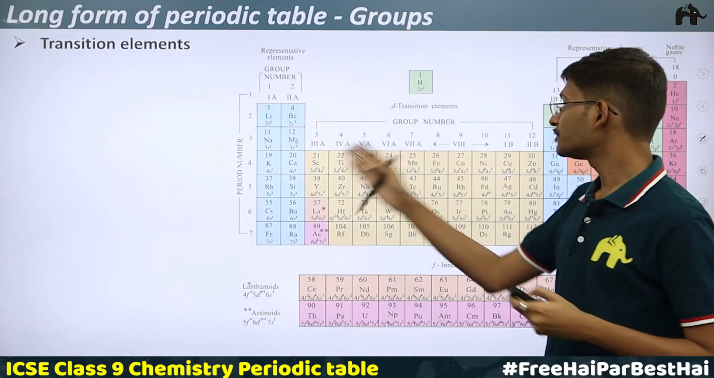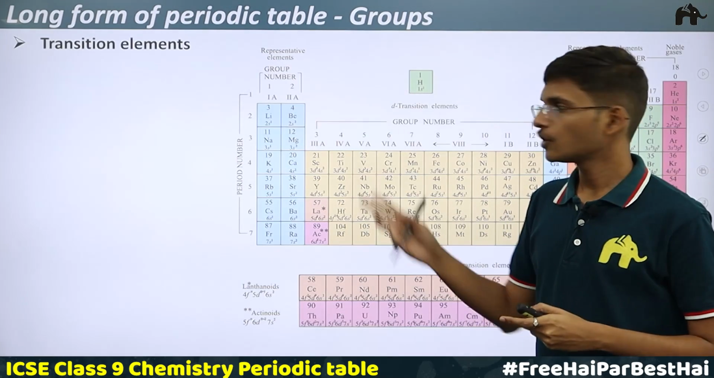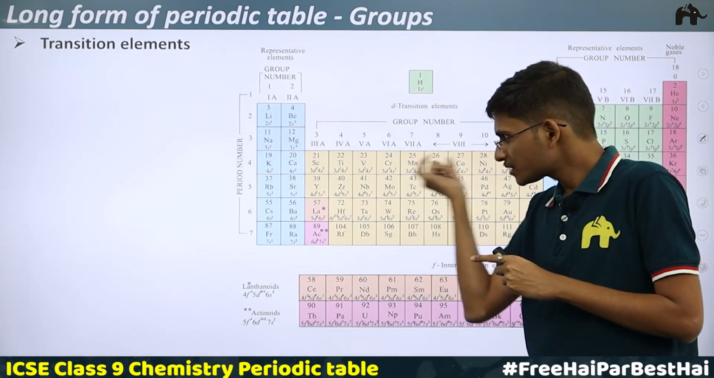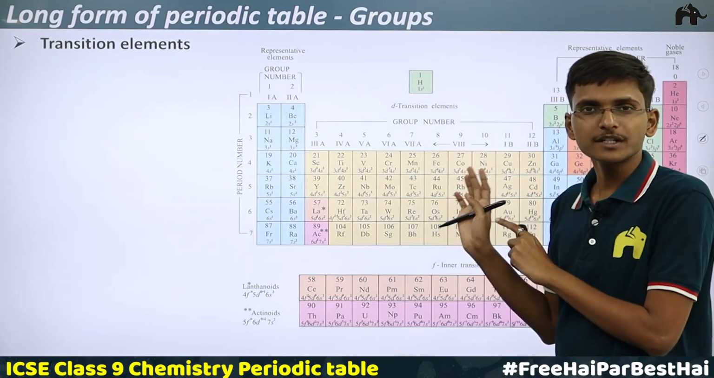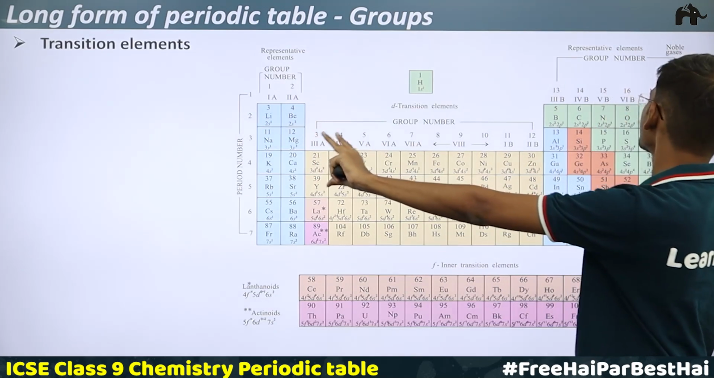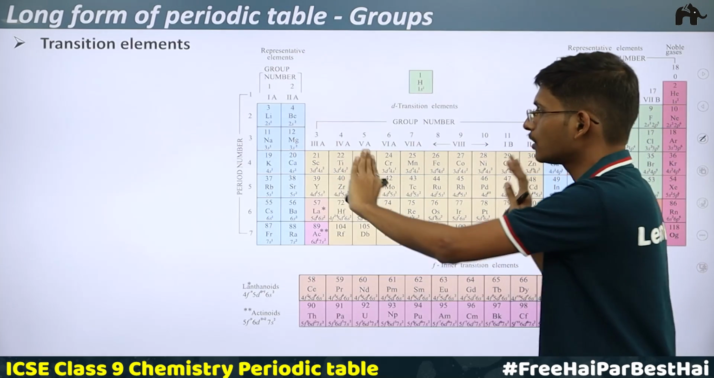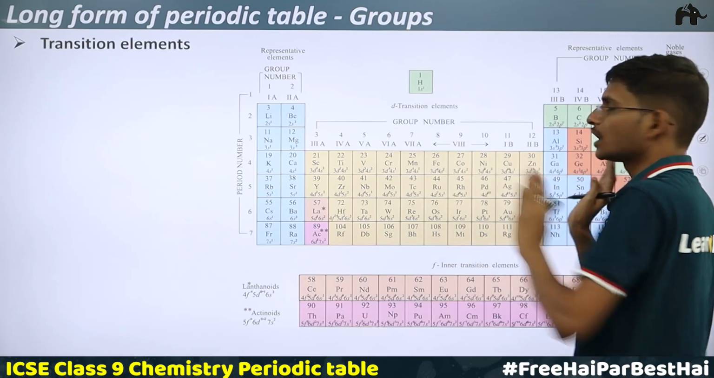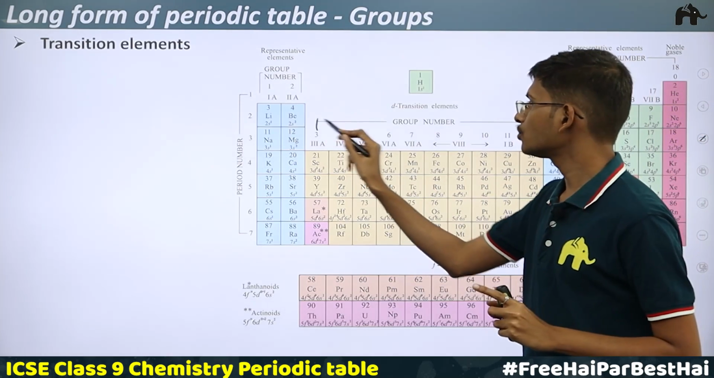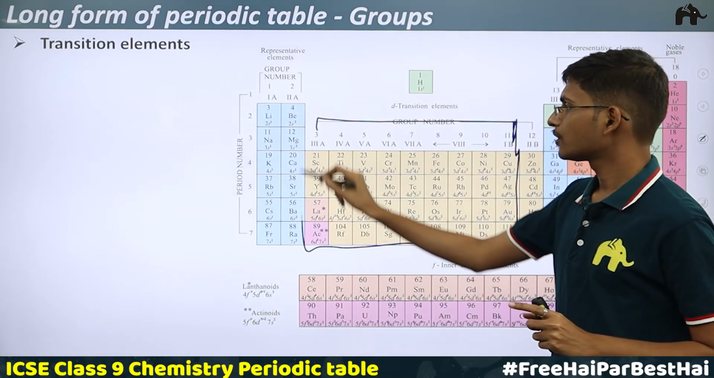So you would say, sir, these 3 to 12 groups would also have some name. Yes, they have some name. They are called transition elements, meaning the elements present in these groups are called transition elements. The elements present in groups 1, 2 and 13 to 18 are called main group elements or representative elements. So elements placed in the groups from 3 to 11, not 12, are called transition elements.